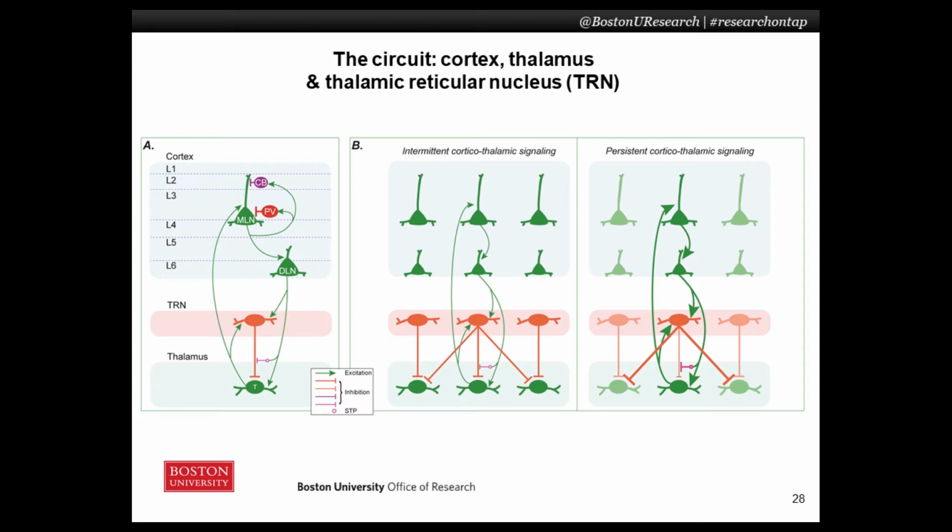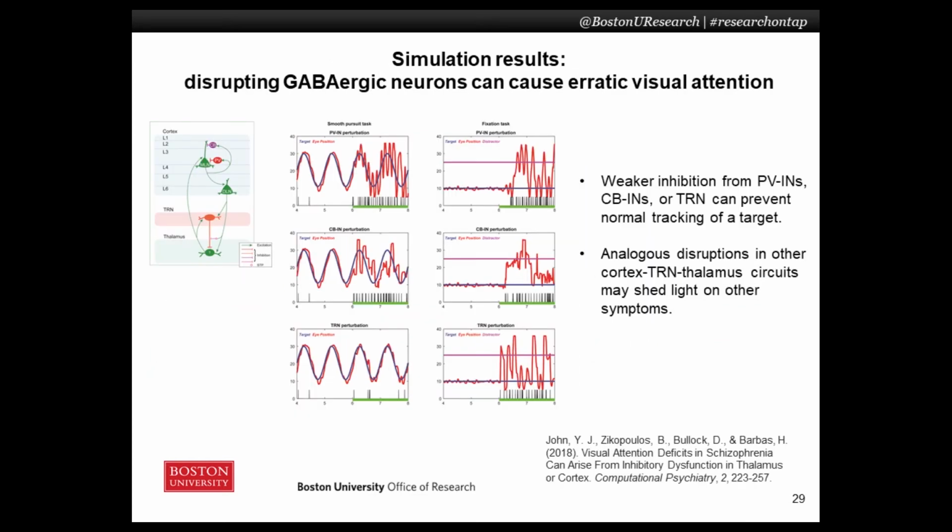So as it turns out, schizophrenia patients have difficulty maintaining and holding their attention on a moving target or a fixed target in the presence of a distractor when presented on a screen. So what we did is we set up this circuit to perform these two tasks and systematically disrupted each of them, basically by weakening the amount of inhibition that they offer. And in these task simulations, in the first half, there's normal performance, and then we weaken the inhibition.